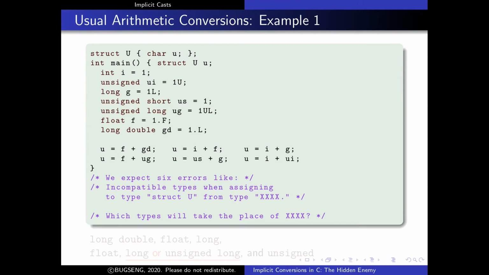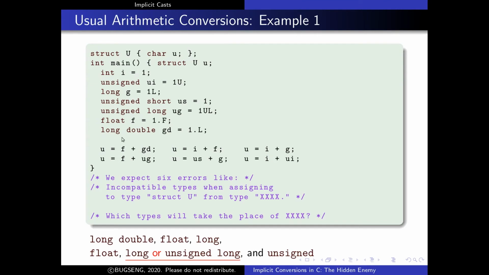So we use the same technique as before. We write a small C program where we write illegal assignments of arithmetic types to a struct in order to trigger a compiler error that probably will give details about what is the type. Okay, so what are the types this time? Let us go through these 6 examples.